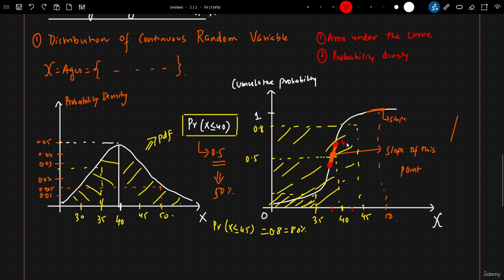This value is 44. This value may be 38. So how do we specifically calculate this? With respect to this particular point, we go ahead and calculate the slope. In order to calculate the slope, it is very simple. We take the nearest points, 44 and 38.